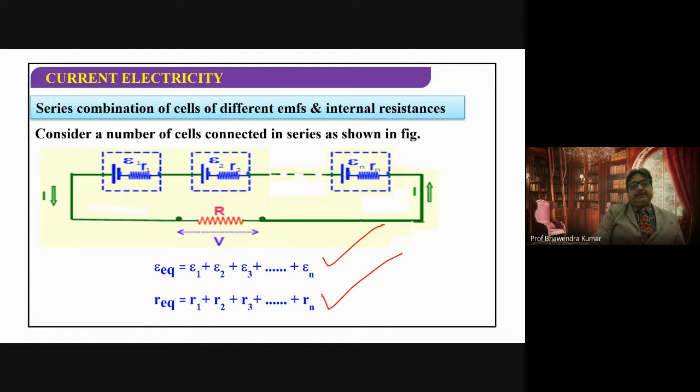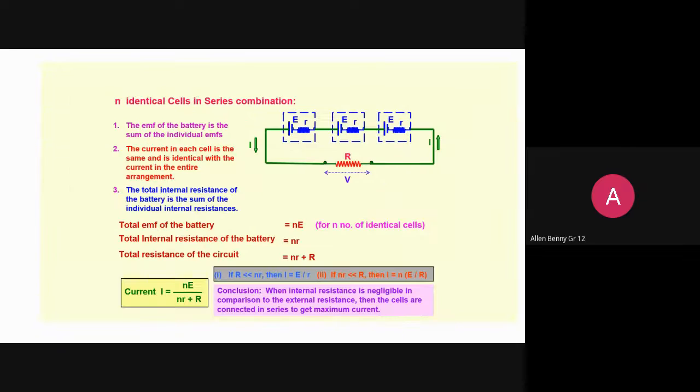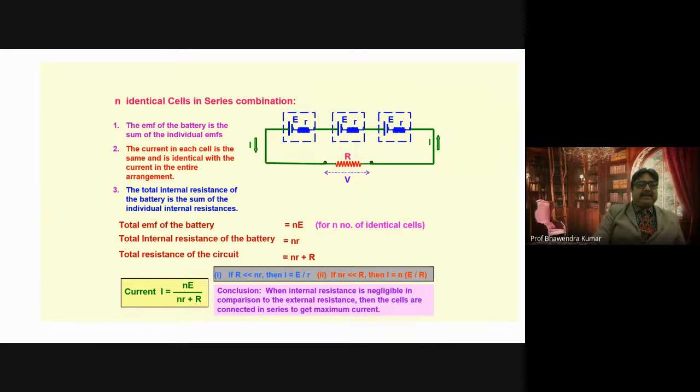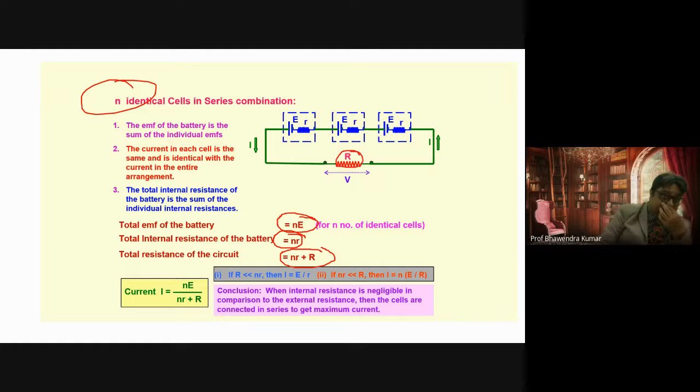Have you written? Yes. If there are n identical cells in series, then what will happen? The net EMF will be n into E. Net internal resistance will be n into r. Total resistance will be nr plus capital R, because capital R is connected across the combination. And the current supplied will be what? nE divided by nr plus R.